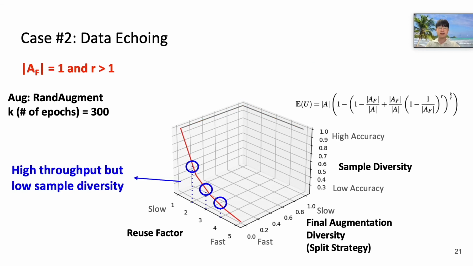Second, we plot data echoing. In this case, we can observe that the sample diversity severely degrades even with the lowest reuse factor of 2. This results in low accuracy of the trained model, as we will show in the evaluation.